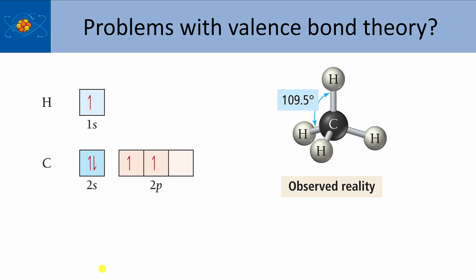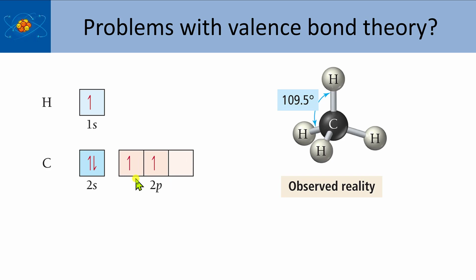Okay, so here's where we already start seeing some problems with valence bond. If you look at the orbital diagram for carbon and you look at the number of unpaired electrons, what you see is two unpaired electrons and then a pair of electrons in the s orbital. So how many bonds would you expect carbon to make? Well, if it's based on the unpaired electrons, then you could only make two bonds. And these would be 90 degrees to each other.